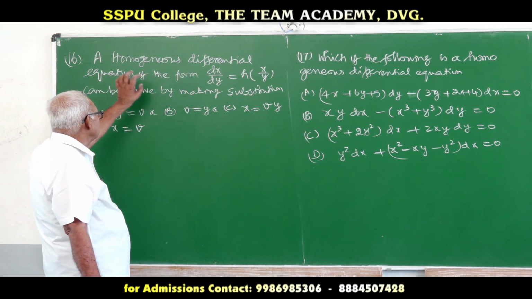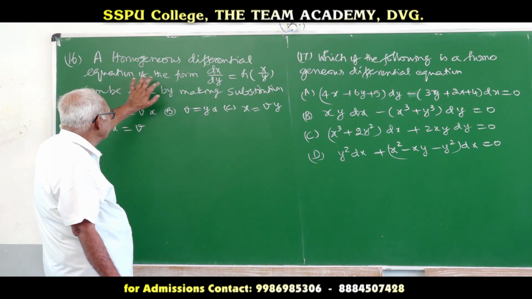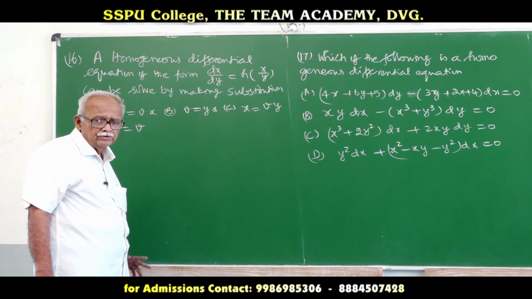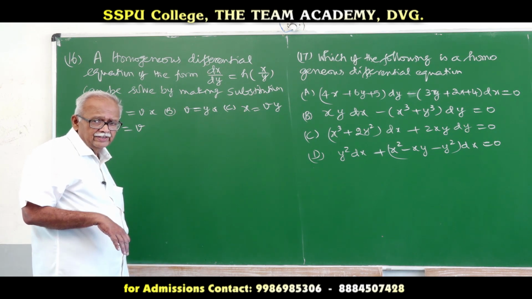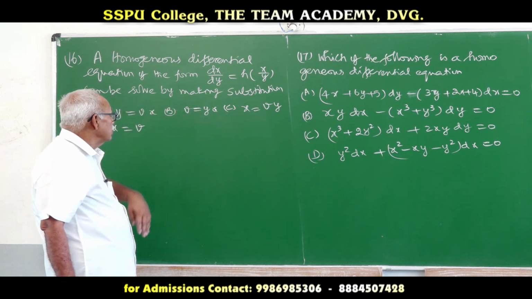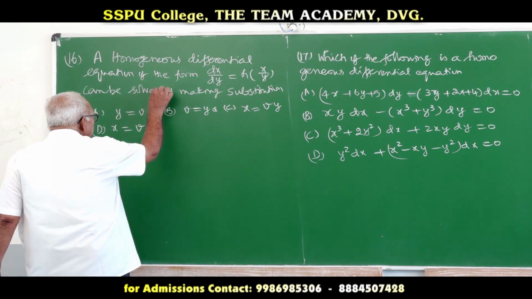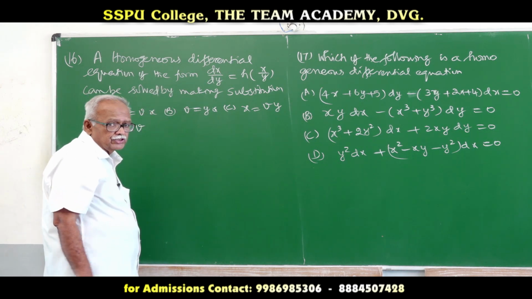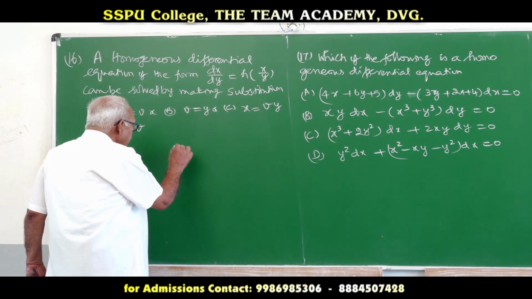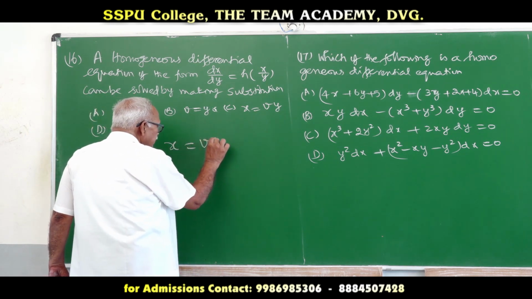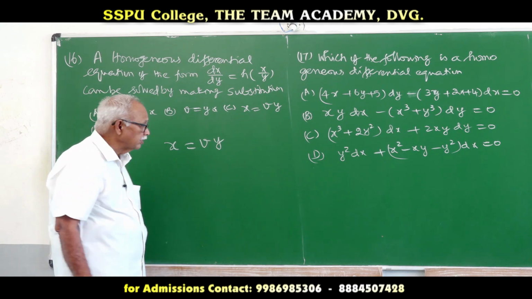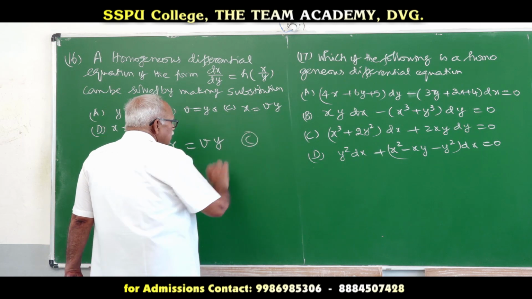A homogeneous differential equation of the form dx by dy is equal to h of x by y. So, I have given you dy by dx is equal to g of y by x, or dx by dy is equal to h of x by y. Can be solved by making substitution. Which substitution? So, we have done 2 or 3 problems. We have to use the substitution x is equal to Vy, not y is equal to Vx. Okay. So, this comes in option C.